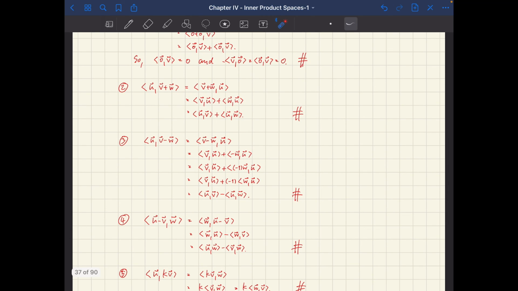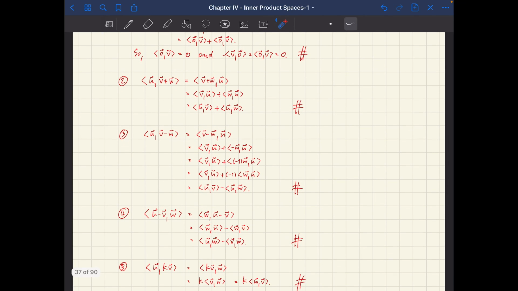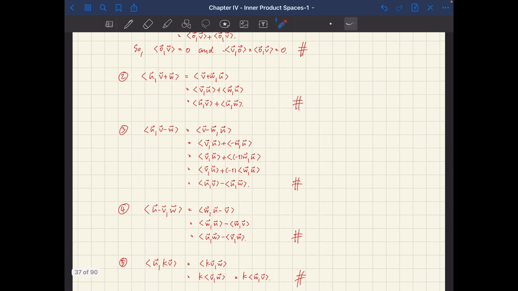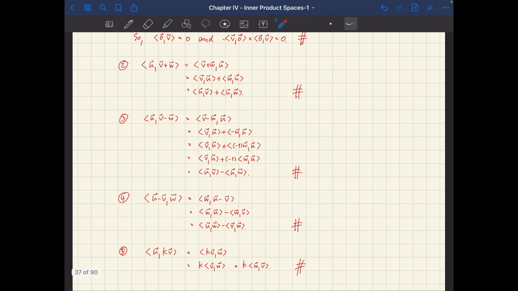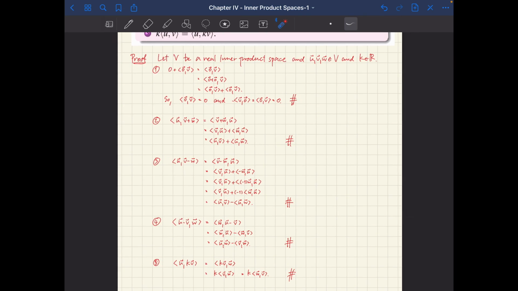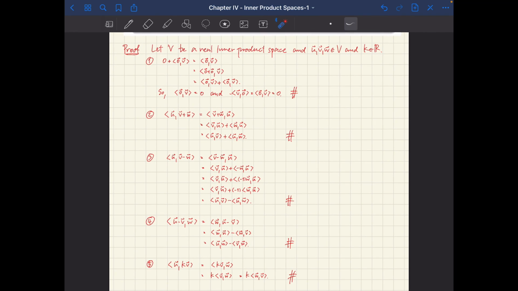For number 4, we use number 3. It's not hard. And for number 5, we use the symmetry axiom, and next we use the homogeneity axiom, and we use the symmetry axiom again to obtain this property. If you need to copy this, please pause it.